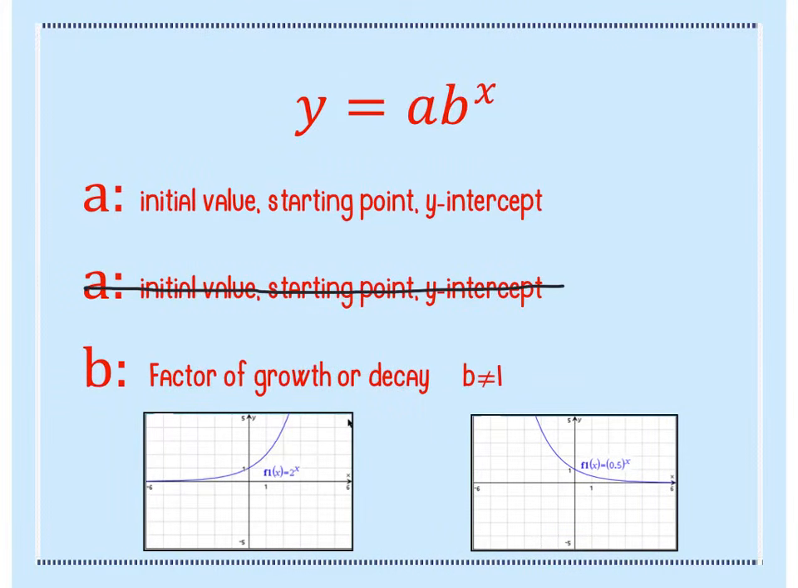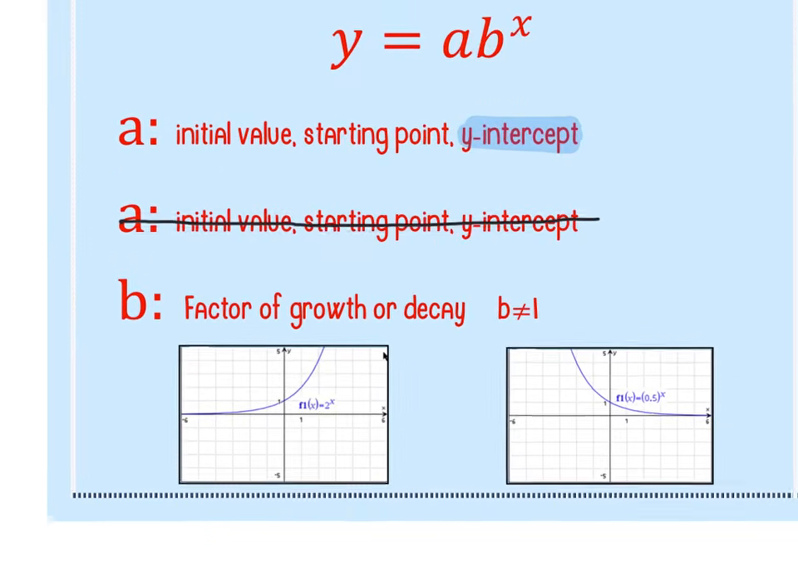Our parent function that we use for exponentials is y equals ab to the x. Now, a is going to be the number that does not have an exponent. If you have an a, it'll be in front of parentheses. A is your initial value. It's your starting point. The huge thing I want you to remember from this, though, is that a is actually your y-intercept. Our b is going to be a factor of growth or decay. B cannot be 1.